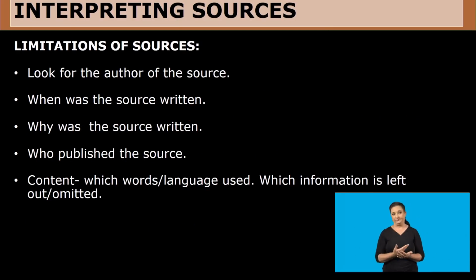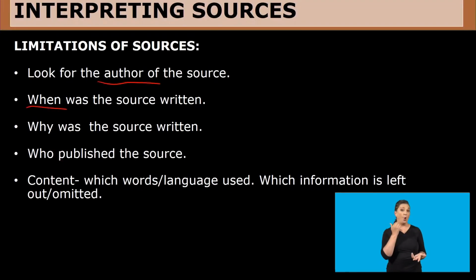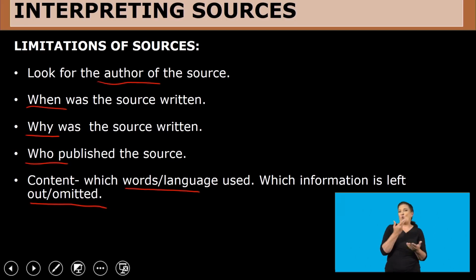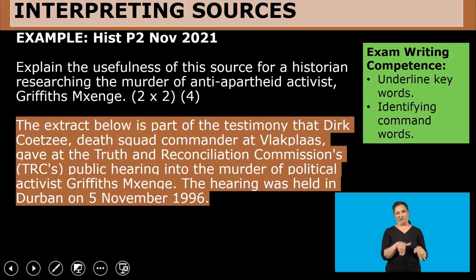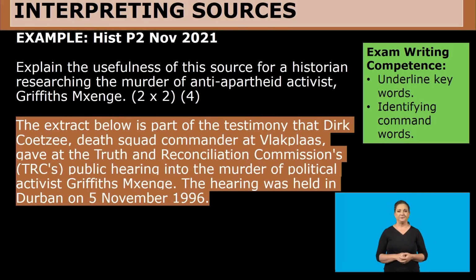Now, another very important skill is looking at limitations of sources. So when you're asked to do that, you have to look for the author. Who wrote the source? When was the source written? Why was it written? Who published it? And then you need to look at content. Which words or language is used, and then which information is left out or omitted. So all those things are going to tell you whether a source is useful and what its limitations are, and whether it is reliable or not. Let's look at an example.